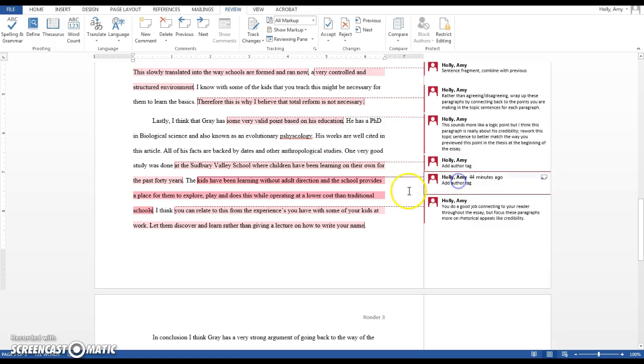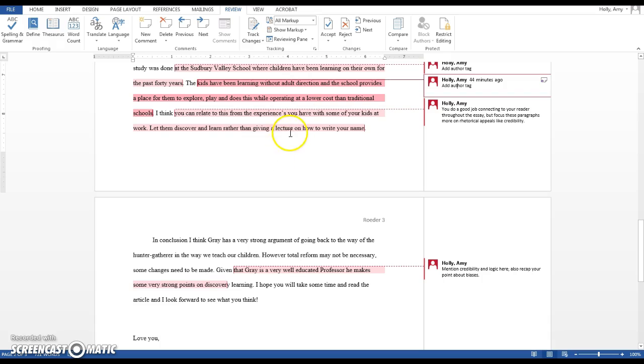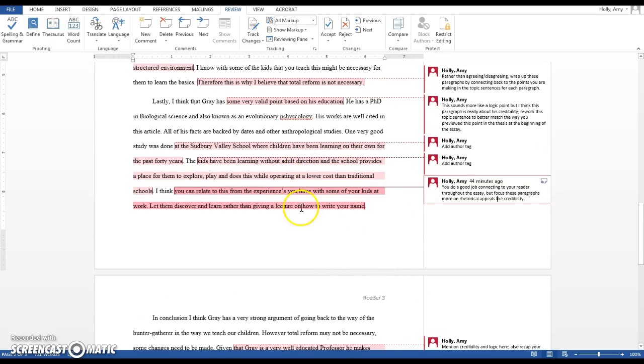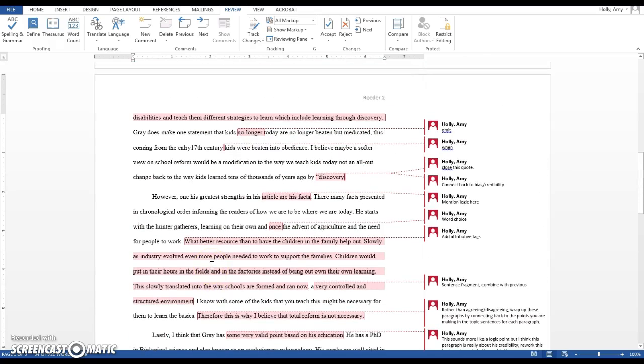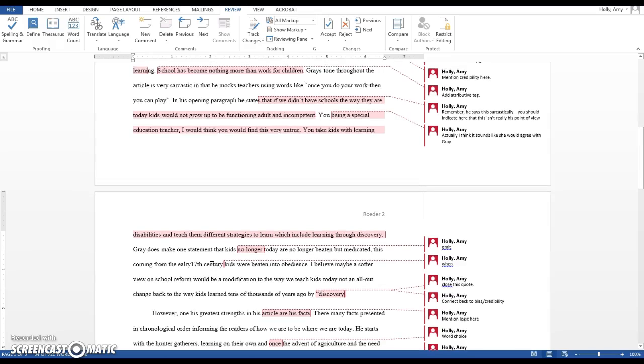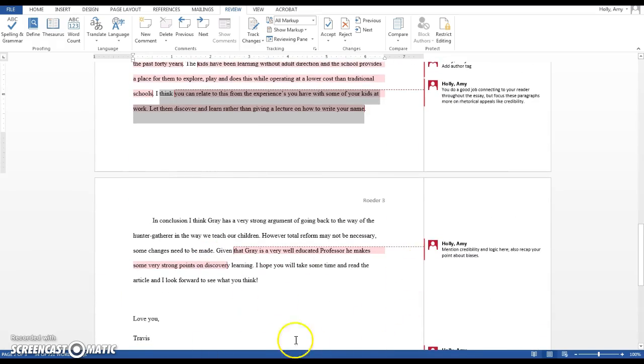Here are a couple more places where you need author tags, so remember everything from the article needs to be attributed to Gray. And then, let's see. Here again, you've kind of lost focus. I think you can relate to this from experience you've had. This is more of an audience point, and I noticed that you're missing a point about the emotional connections to the audience in the essay. You have 2 credibility points and a logic point. And you're also a little bit shy of the length requirement.